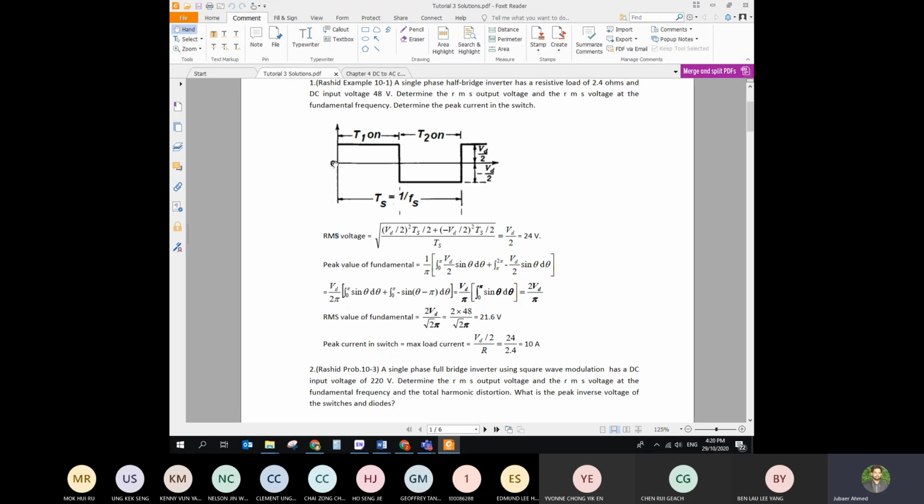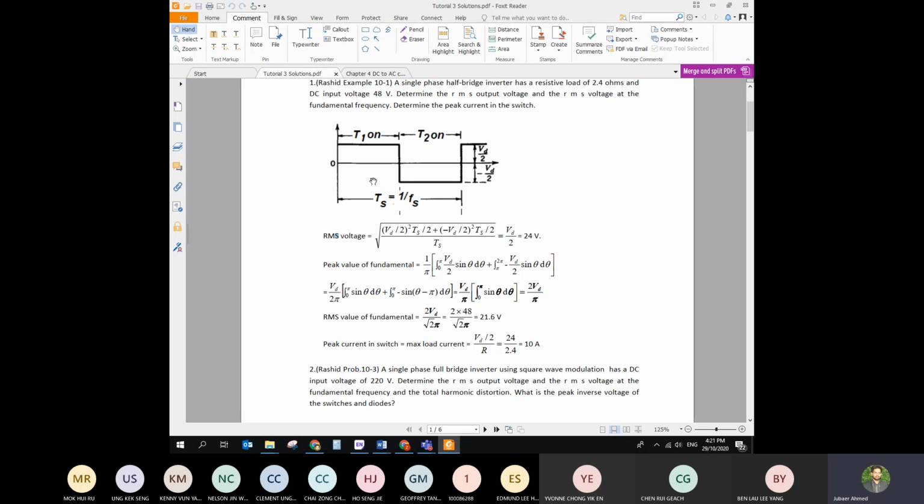So we have to integrate it from 0 to half. Since it's a full complete cycle, we have to integrate it in two parts. First, we go from 0 to half cycle. Half cycle means 0 to pi. A full cycle of a sinusoidal means 360 degrees, so half cycle means 180 degrees. If you consider it in radians, we consider it 0 to pi, and then pi to 2 pi. That means 180 degrees to 360 degrees.